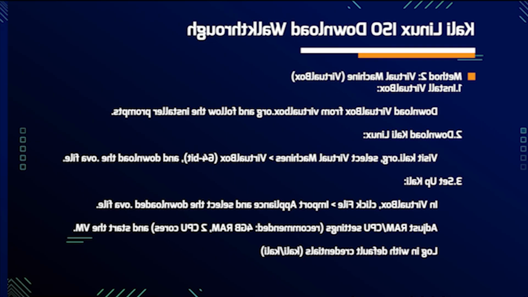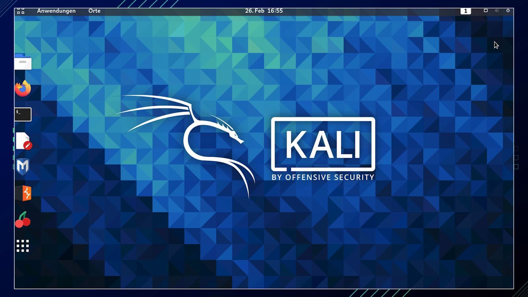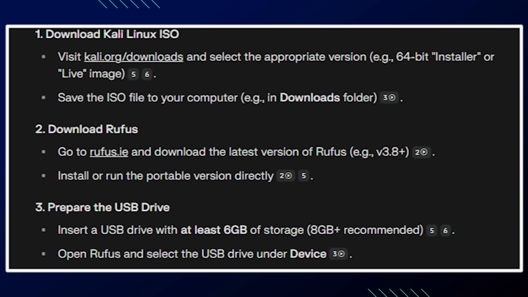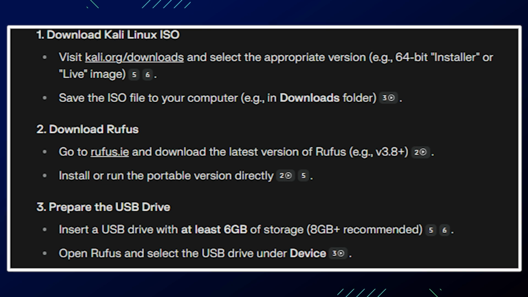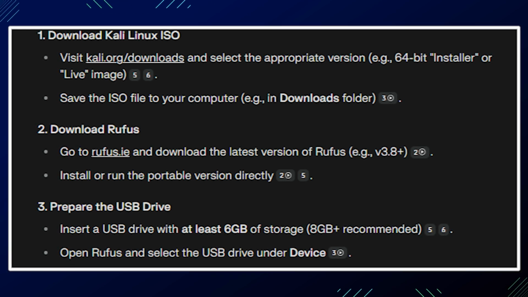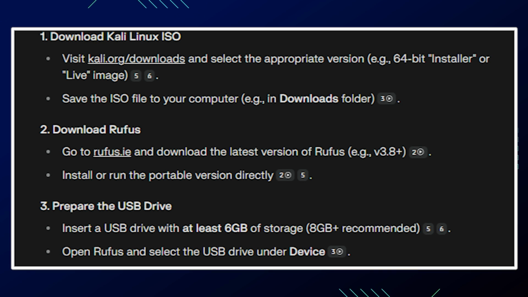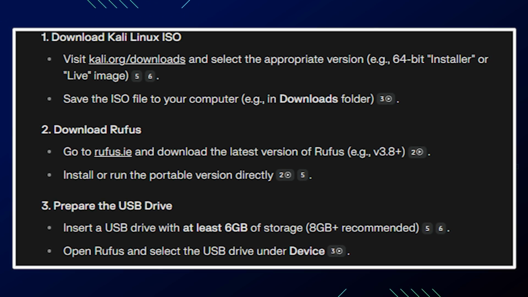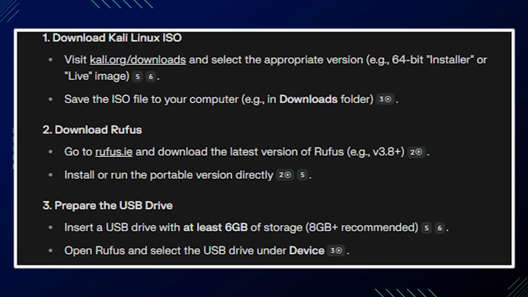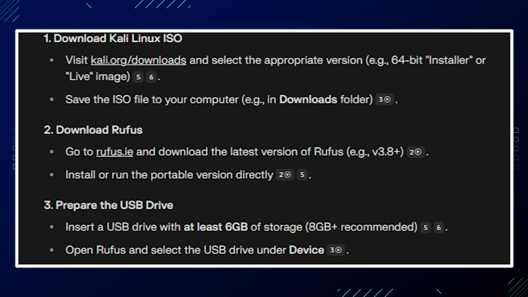Now, the next one we're going to talk about is Rufus. Visit kali.org/downloads and select the appropriate version, the 64-bit installer or live image. Save the ISO file to your computer, like in the downloads folder. Go to rufus.ie and download the latest version of Rufus. Install it or run the portable version directly.